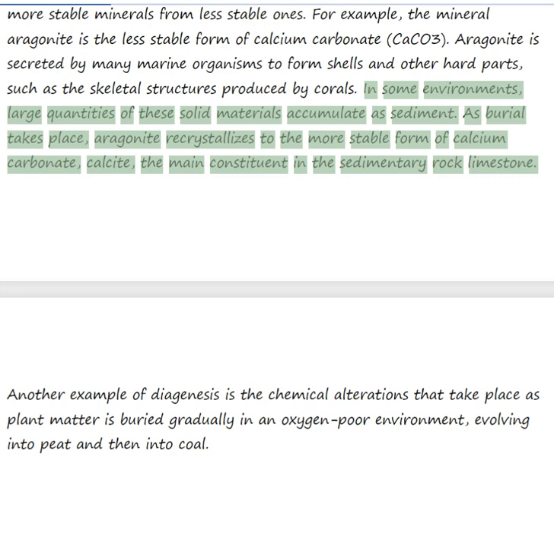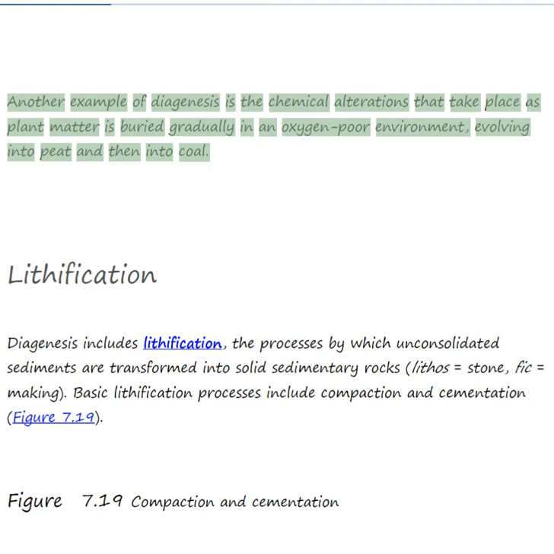As burial takes place, aragonite recrystallizes to the more stable form of calcium carbonate, calcite, the main constituent in the sedimentary rock limestone. Another example of diagenesis is the chemical alterations that take place as plant matter is buried gradually in an oxygen-poor environment, evolving into peat and then into coal.